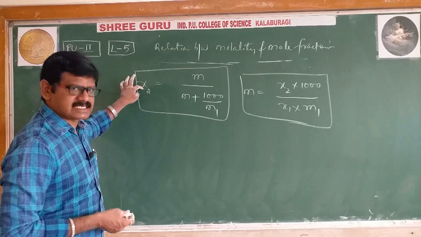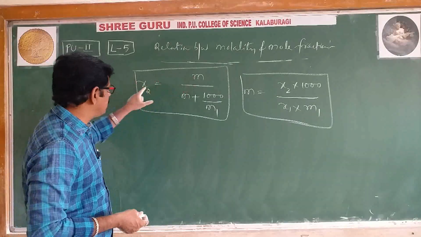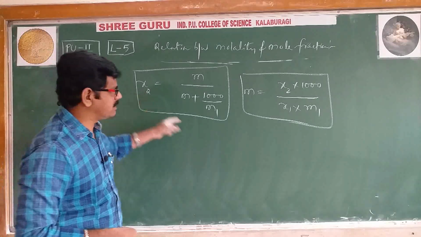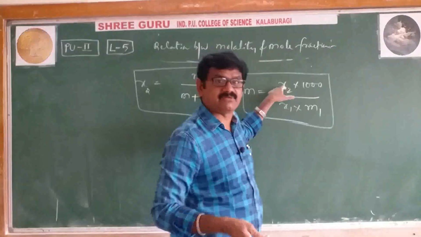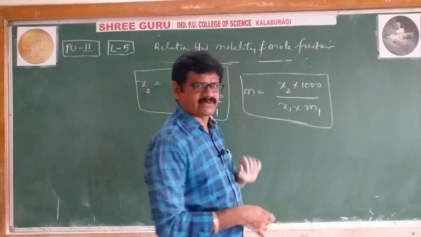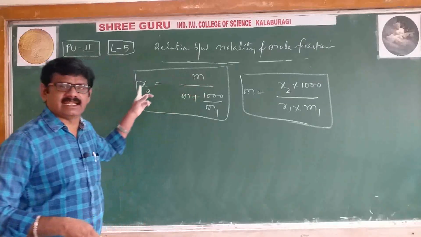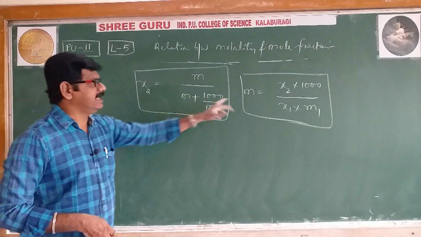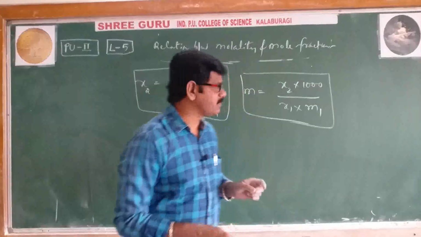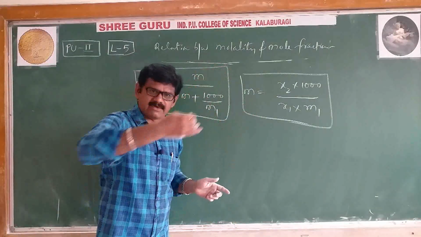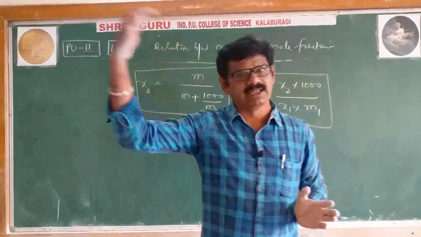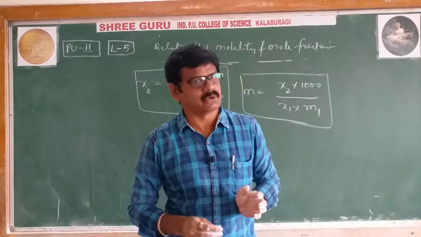Here, if molality is given, the mole fraction of solute can be calculated, and from that the solvent also. If the mole fraction of solute or solvent is given, we can calculate molality. Any one formula we can remember and use. Both formulas have a derivation, but right now I am not giving it. This derivation part we will see in our regular class only. Okay, right?